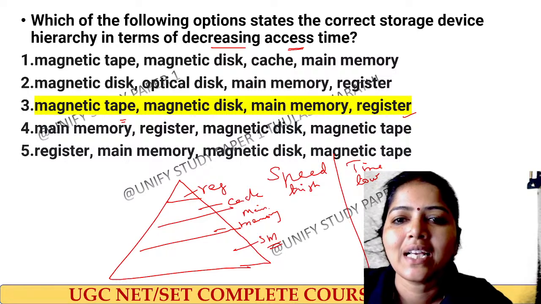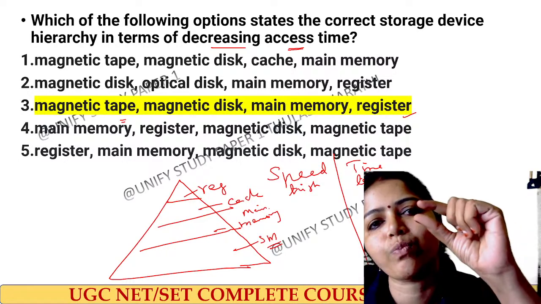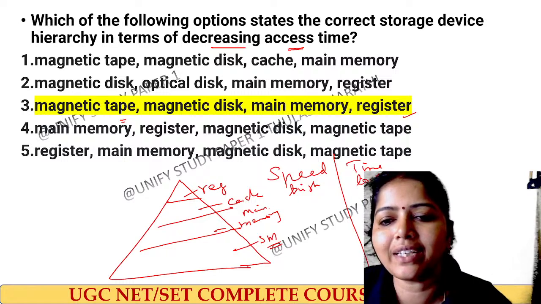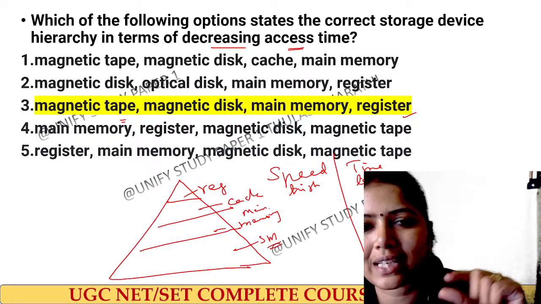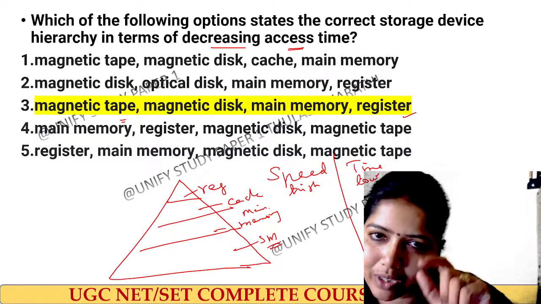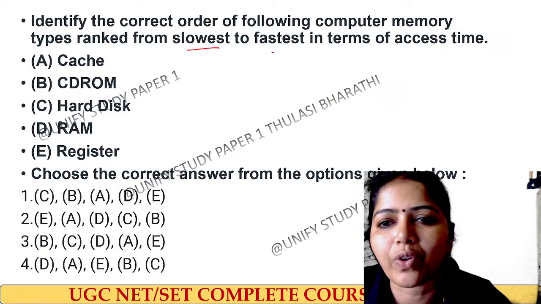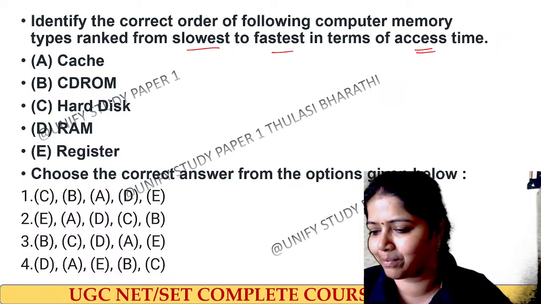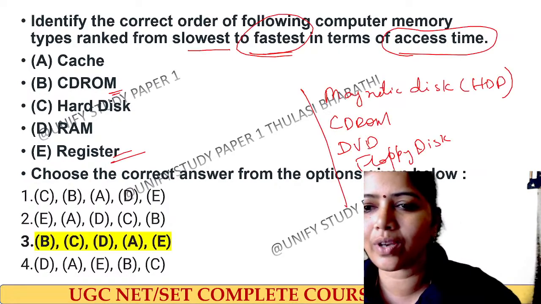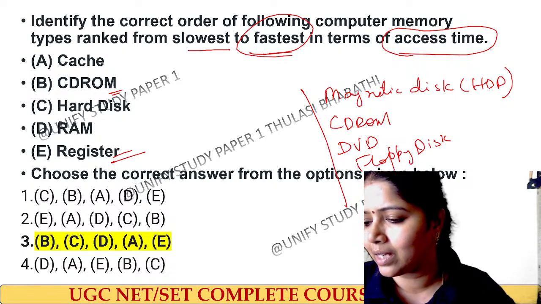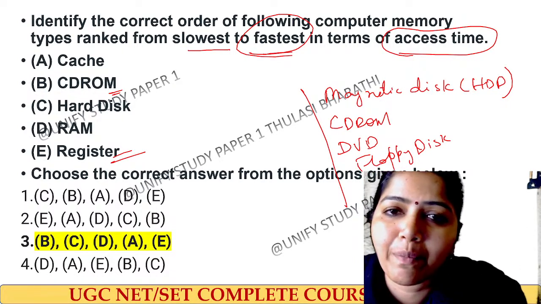See here, decreasing access time. Which has the smallest access time? In terms of register, it will be in nanoseconds. Compared to that, the next cache level will take a little more time. Here they are asking slowest to fastest in terms of access time. Clear? So here what will come? Kavya, in terms of storage, highest will be the hard disk.